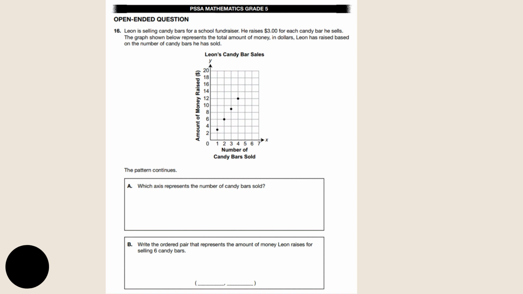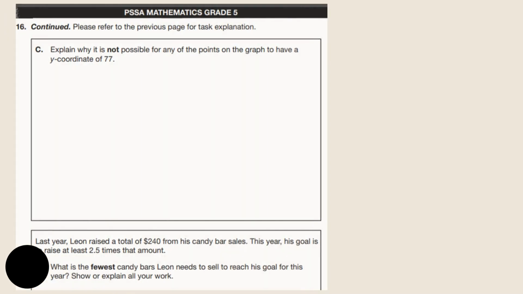Question number 16. Leon is selling candy bars for a school fundraiser. He raises $3 for each candy bar he sells. The graph shown below represents the total amount of money in dollars Leon has raised based on the number of candy bars he has sold. So here's the question, guys. Which axis represents the number of candy bars sold? And write the ordered pair that represents the amount of money Leon raises for selling 6 candy bars.